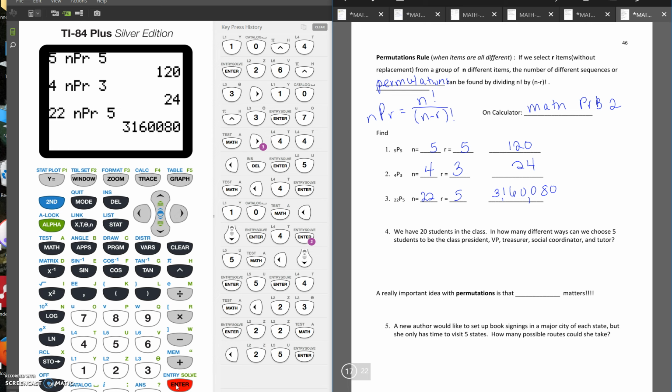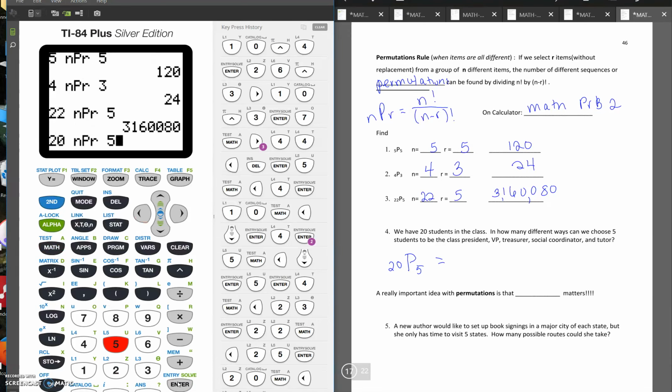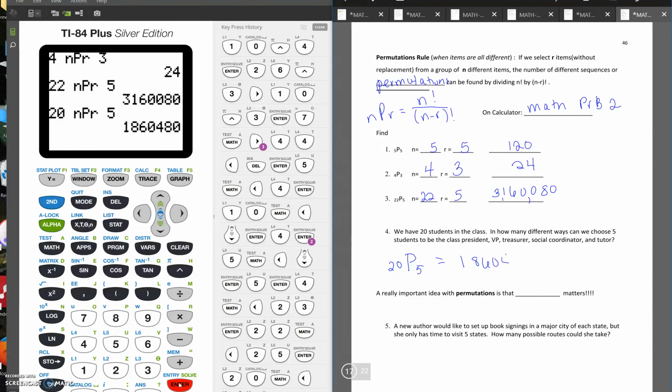So number four says we have 20 students in the class. How many ways can we choose five students to become the president, VP, treasurer, social coordinator, and tutor? So how can we order five students in those ways? So this is going to be 20 students, and we're permuting five of them. So 20P5. So there'd be 1,860,480 ways to do that. So the important thing is that with permutation, the order that you put them in matters. Here we were ranking them president, VP, treasurer.